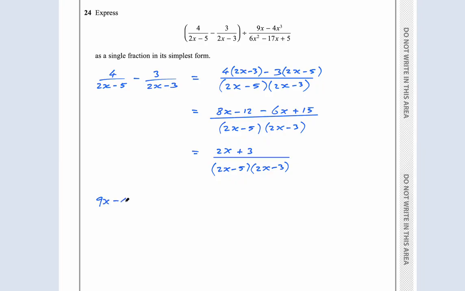9x minus 4x cubed over 6x squared minus 17x plus 5. Okay guys, this really is a challenging question because there are so many different parts of algebra thrown into one. We need to factorize the top. So first thing to factorize is the x. I'm going to take out the x, and that gives me 9 minus 4x squared.